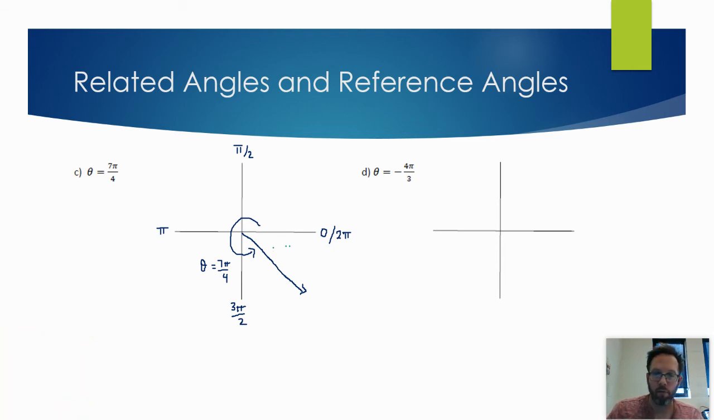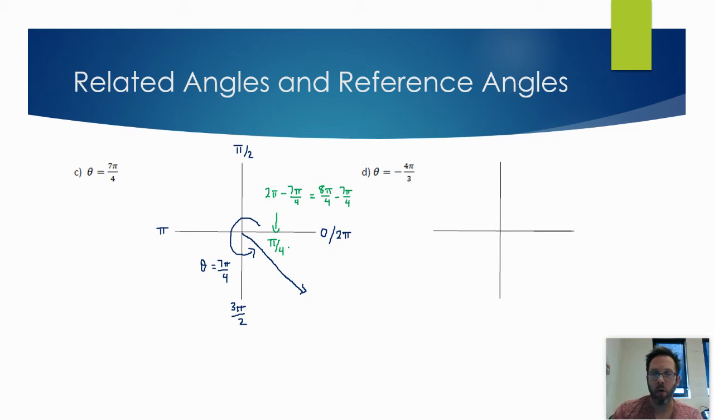Well, basically, what's the difference between 2 pi and 7 pi over 4? How much is left? So to get the reference angle, we're going to do 2 pi minus 7 pi by 4, which is equal to 8 pi over 4 minus 7 pi over 4. The reference angle here in radians is pi over 4 radians.